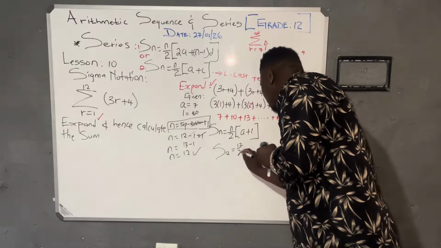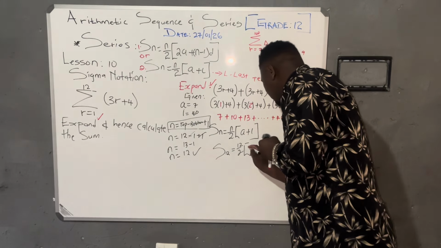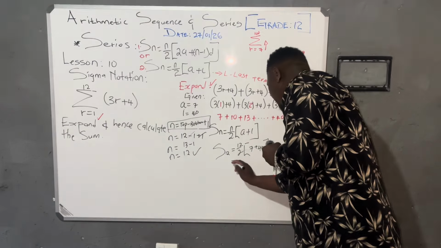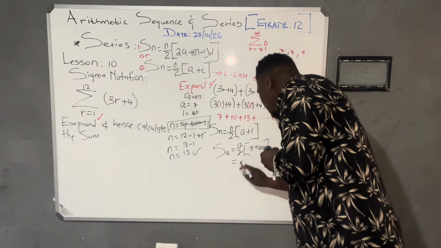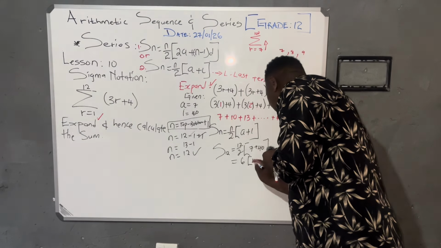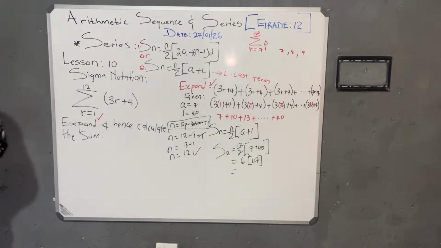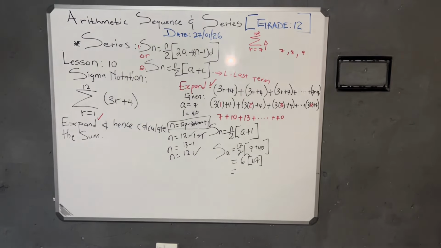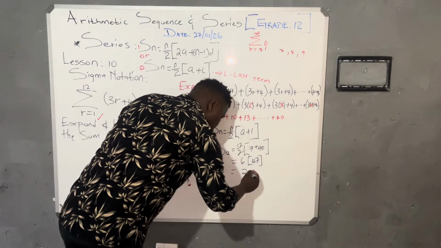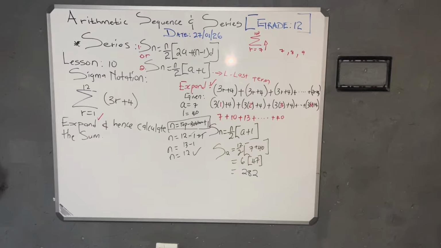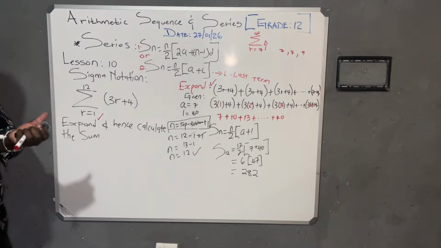Then I'll say 12 over 2. And then my A is 7. That's 7 plus my L. My L is 40. Now we are having 12 divided by 2. That's going to be 6. Let me just simplify that. And then I'm having a 47. We're winning, guys. Follow this. Make sure you practice thoroughly. Everything. Practice. Don't leave anything. So in this case, the answer is going to be 282. We can double check that. Always pause. Anything that is written here, before you can even work on it, make sure that you pause. Don't just wait for solutions.